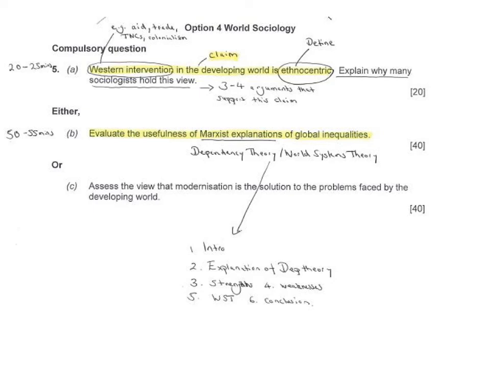And then I would include a section towards the end of my answer briefly looking at world systems theory and looking at how world systems theory has developed and amended dependency theory. And then I'd include a conclusion.